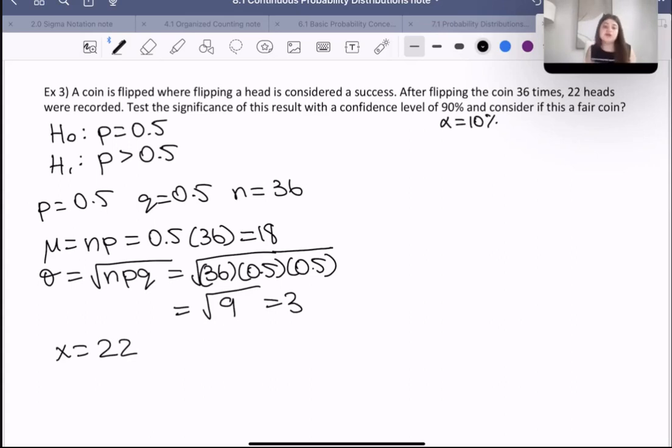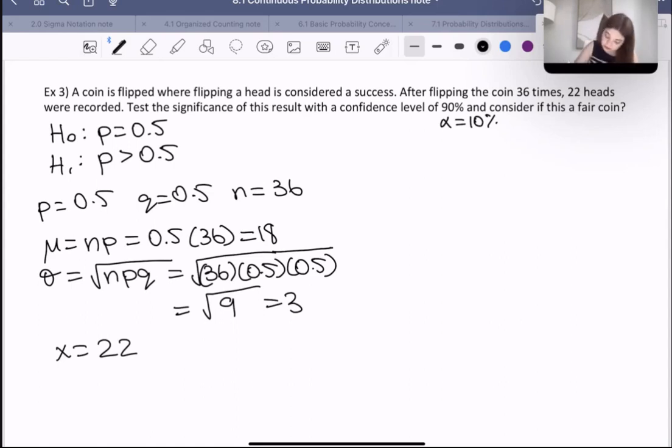We want to know, is it just a coincidence? Is it possible that this is just a coincidence that we got 22 heads this time? Or is this evidence, with a 90% confidence level and a 10% significance level, that the coin is not a fair coin and actually does flip more heads on a regular basis? But that is theoretically what it's going to do.